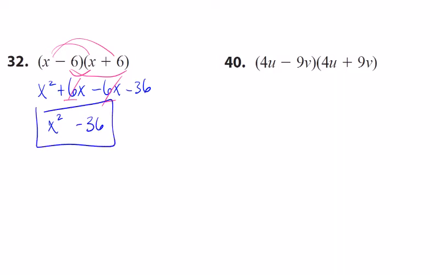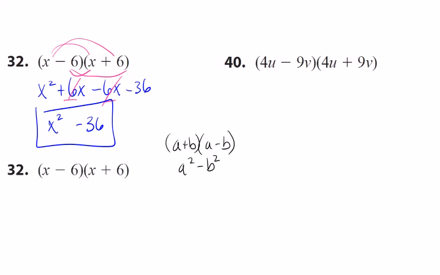Okay? So if we use our formula, then we can go straight from here to here, right? So I can say, okay, well, let me just square the x. So that gives me x squared. And let me just square the 6. That gives me 36. And then it's going to be a minus. So it's always going to be a minus in between, okay, with this formula. All right. So that's how we use a shortcut.